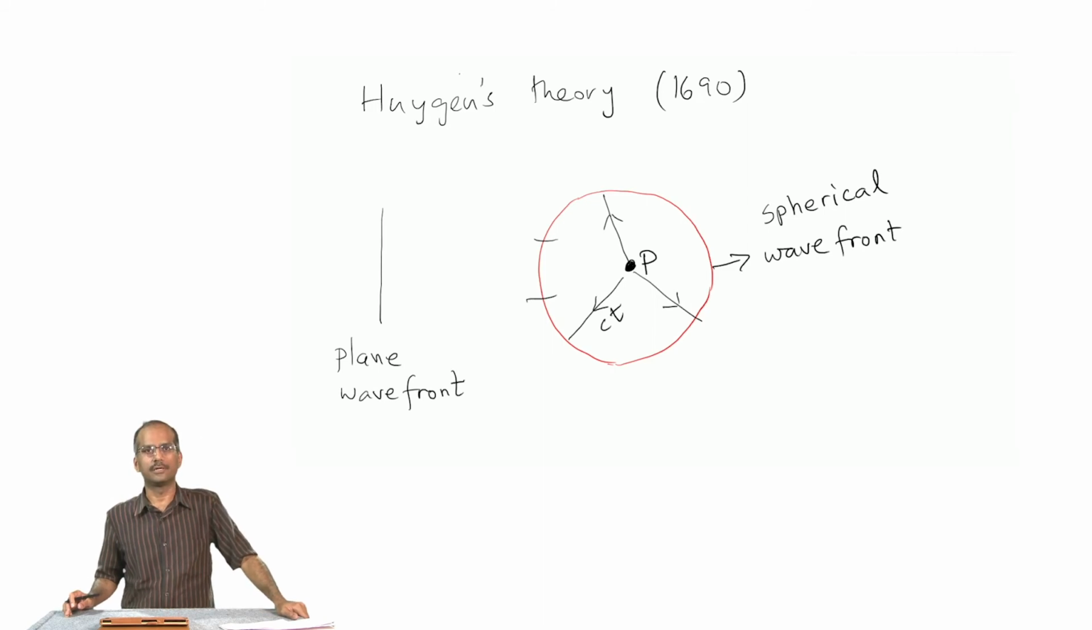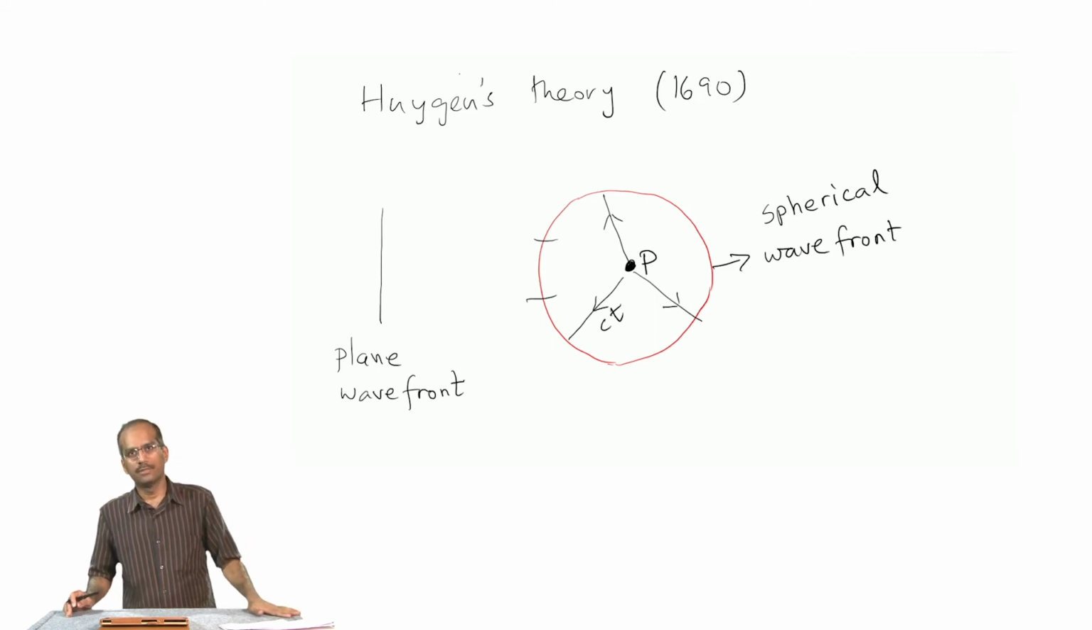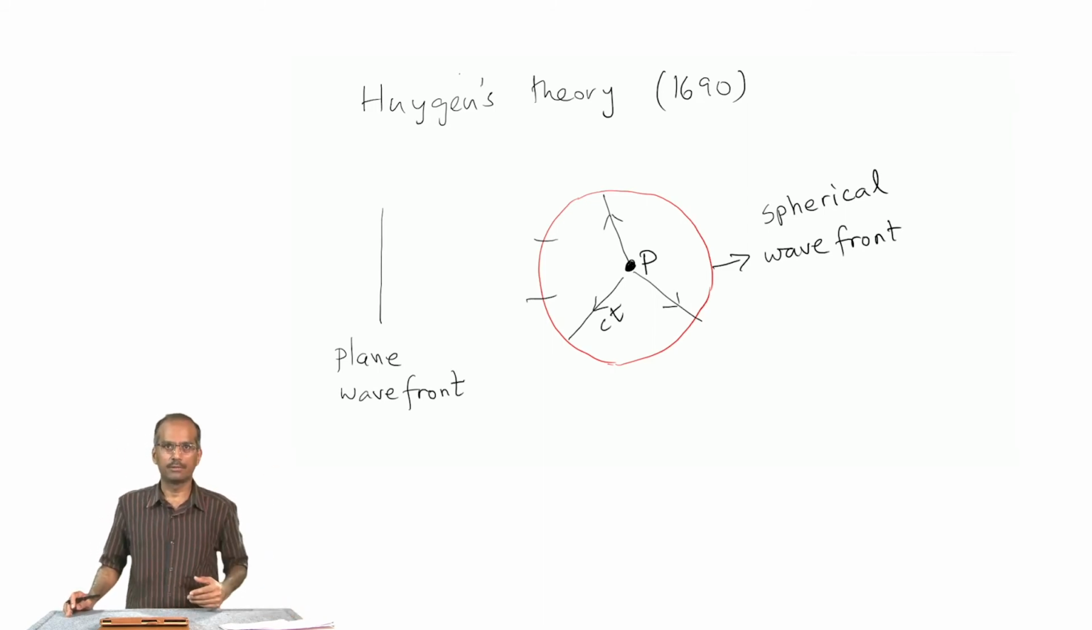For instance, the sunlight which is reaching us from a really long distance. In such cases you could assume that you are actually observing a plane wavefront. So, let us say that I have this plane wavefront at some time t. Maybe it originally started out as a spherical wavefront, but at the point where I am observing it, what I see is a plane wavefront.